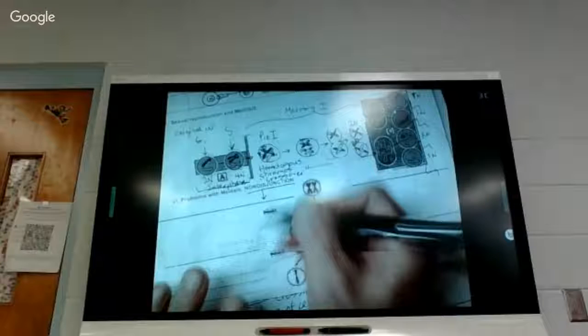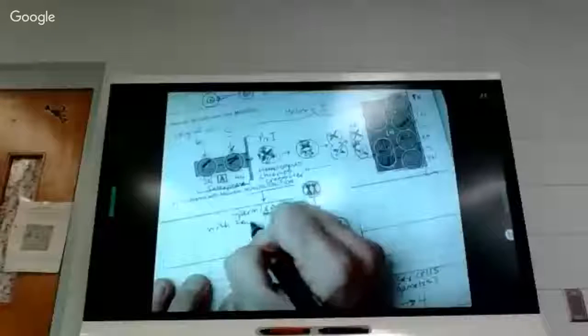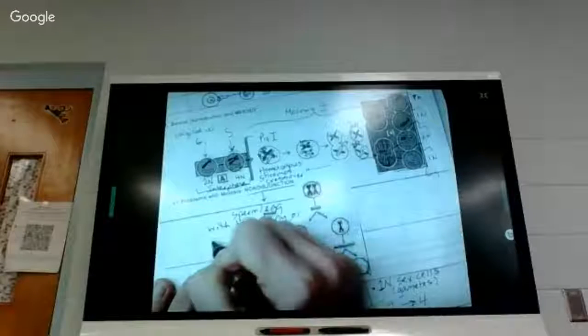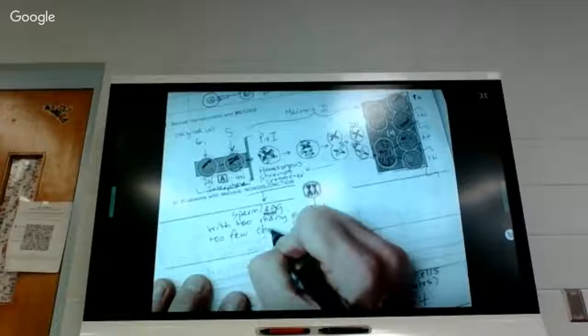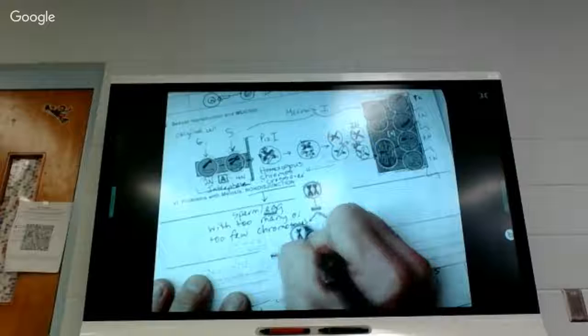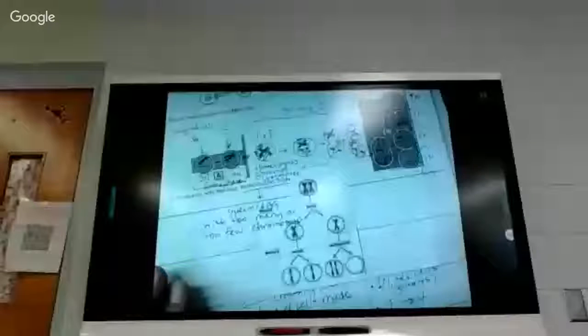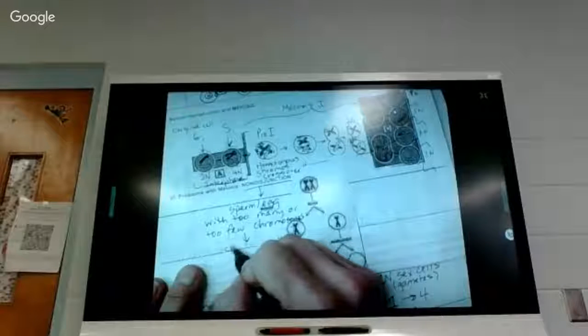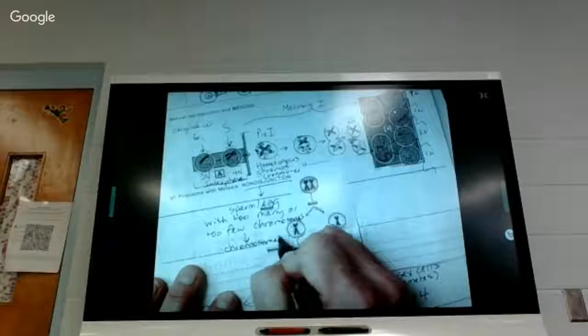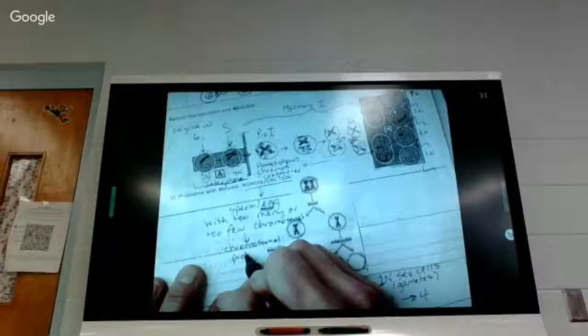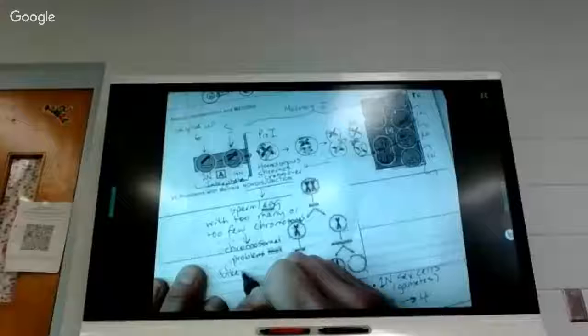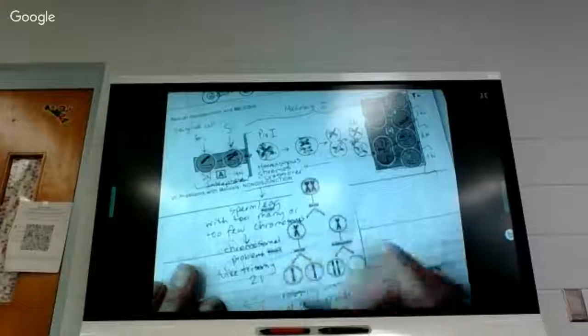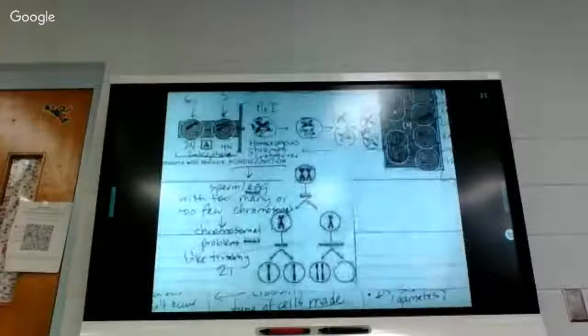So sperm, egg with too many or too few chromosomes. And you would think, y'all, that those wouldn't make the journey, but they can. And if they fertilize an egg and create a baby, or if the egg is fertilized with that sperm, then that's what leads us to chromosomal problems. And like Down syndrome. I'm just going to put trisomy 21. So it's just there's a problem in meiosis that causes it.